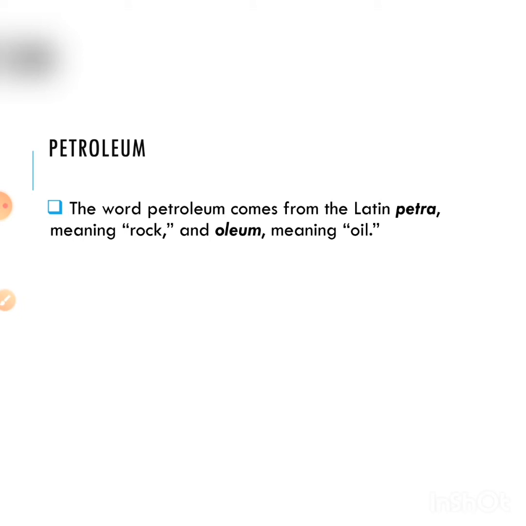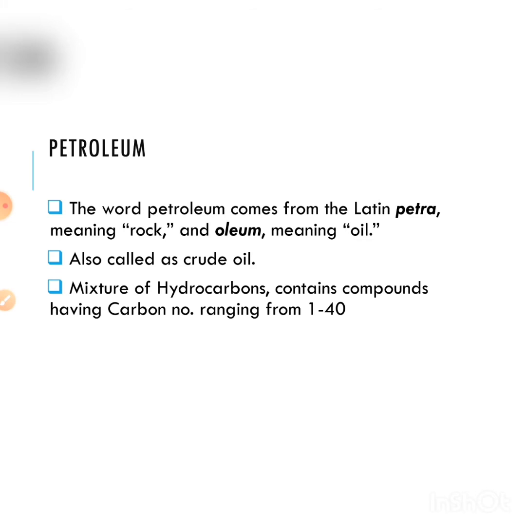Now, what is petroleum? This petroleum is another source for the organic compound. The word petroleum comes from the Latin word petra, meaning rock, and oleum, meaning oil. So this means that this is an oil that is obtained from a rock. Petroleum is also called the crude oil, and it is basically the mixture of hydrocarbons that contain compounds having carbon number ranging from 1 to 40.